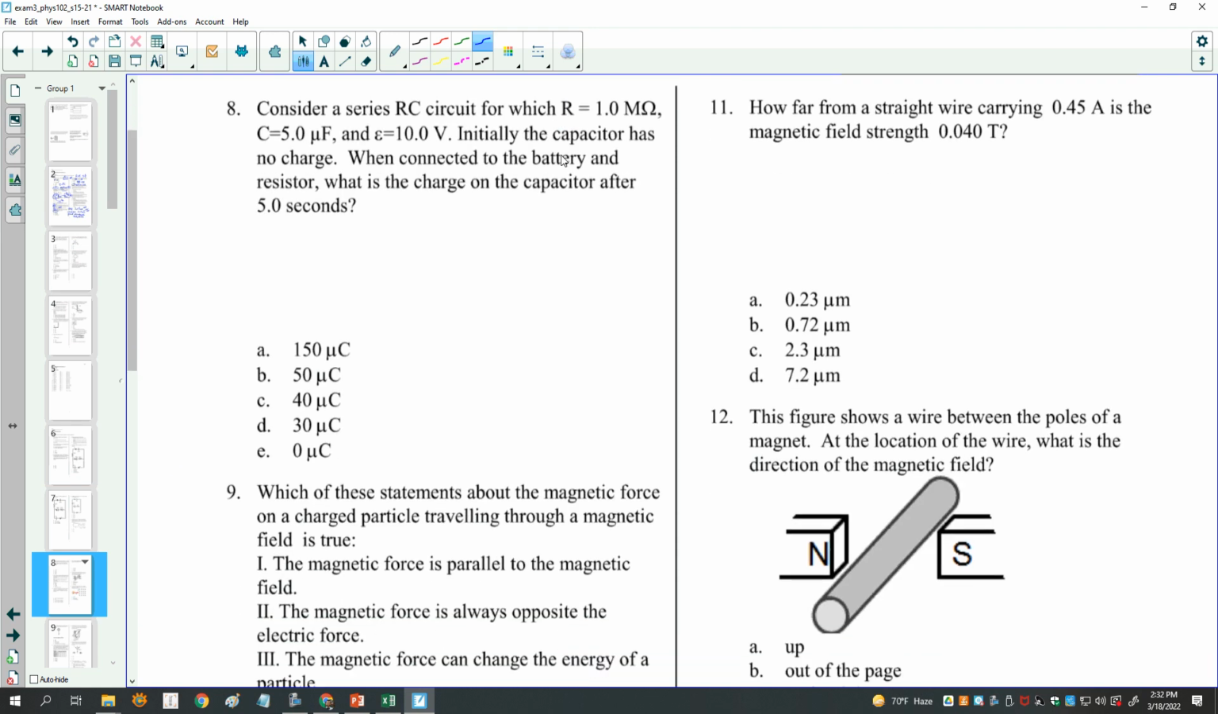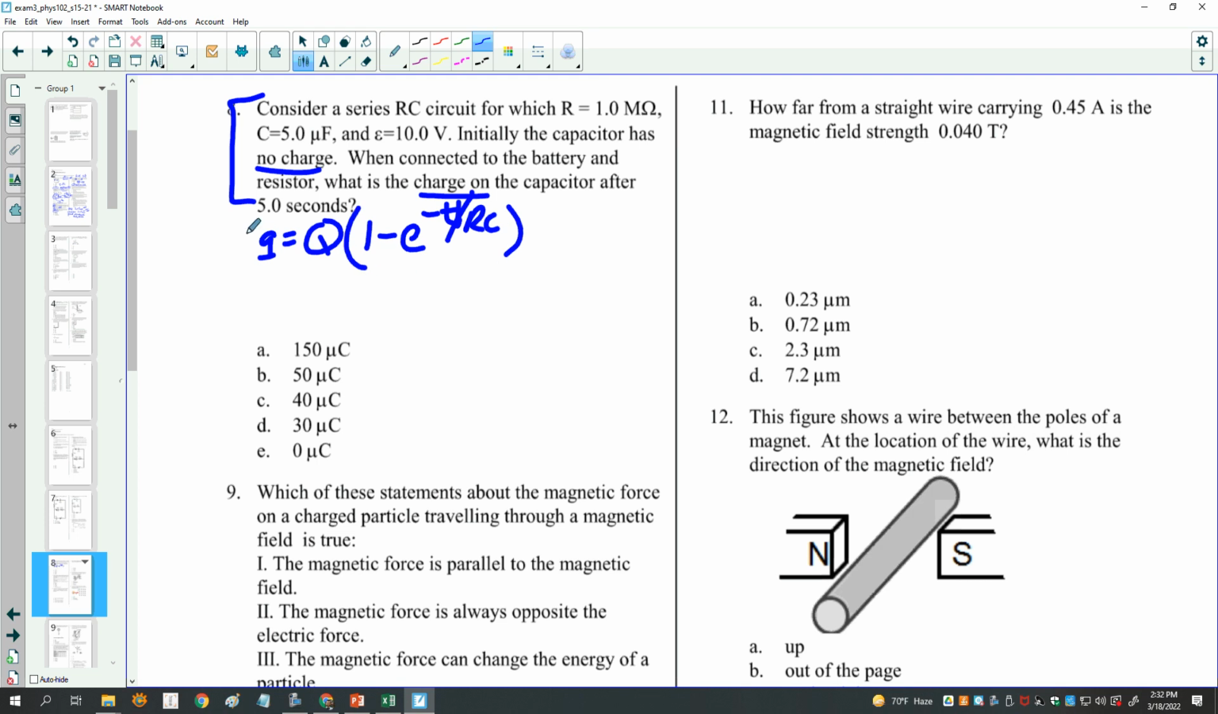Okay, so here's another RC circuit. I want to ask, is it charging or discharging? Well, initially it has no charge, and then as it accumulates charge, I want to know what is the charge in 5 seconds. So if I look at my equation sheet, I'll see that the equation is Q equals big Q times 1 minus e to the minus t over RC.